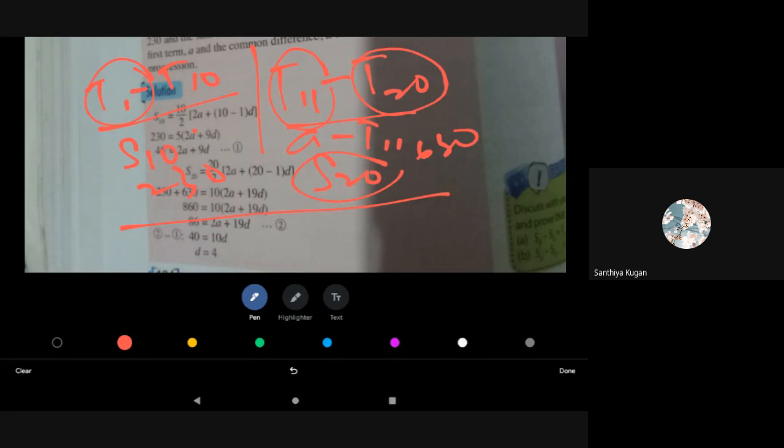So any question? Next, look at page 134. On page 134, above, we have Sn equals n over 2 times (a plus Tn). Where is this from?